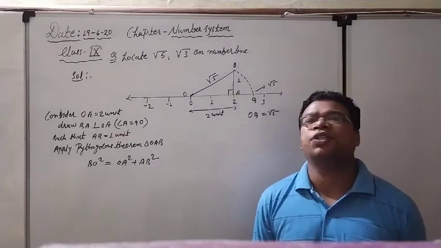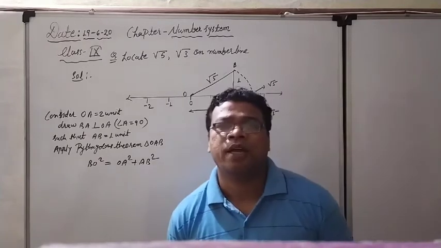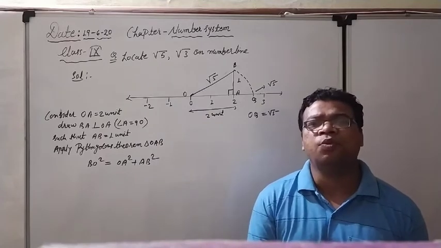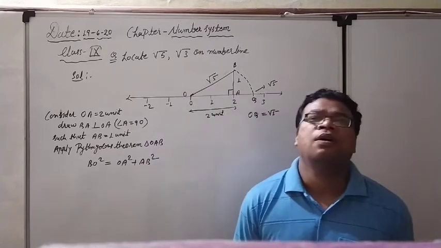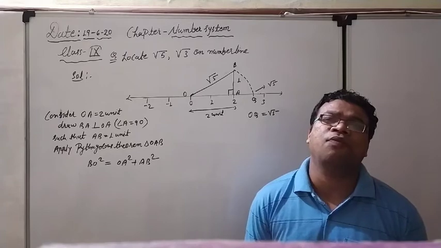After that, rationalization, and how to represent a particular number in the form of P upon Q, which is actually a rational number. So many things we have seen, and we have even seen some questions related to simplifying according to the laws of exponents.